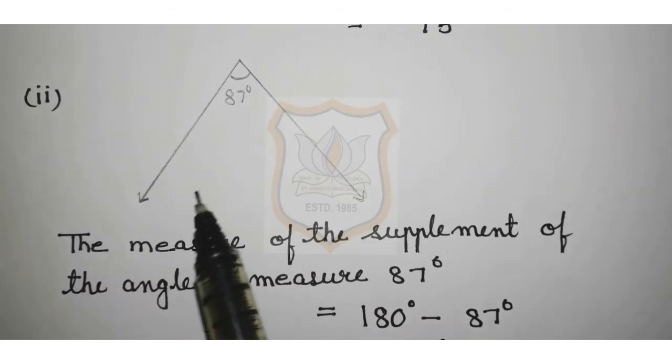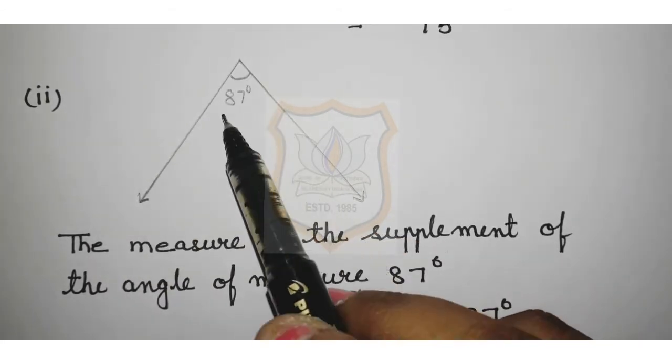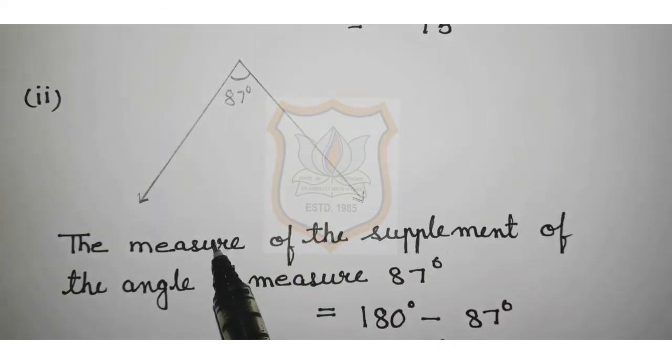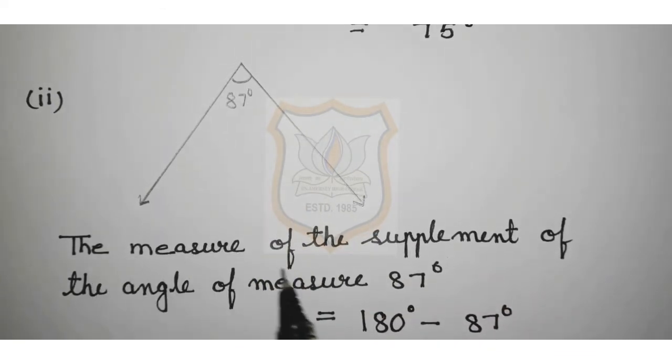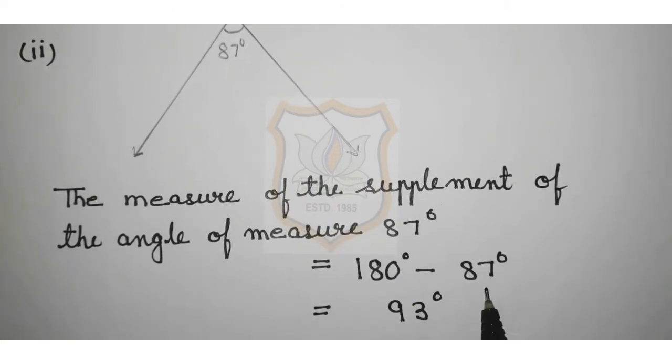In the second part, an angle of 87 degrees is given, and you have to find the supplement angle. So the measure of the supplement of the angle of measure 87 degrees is equal to 180 degrees minus 87 degrees. 180 degrees minus 87 degrees comes to be 93 degrees.